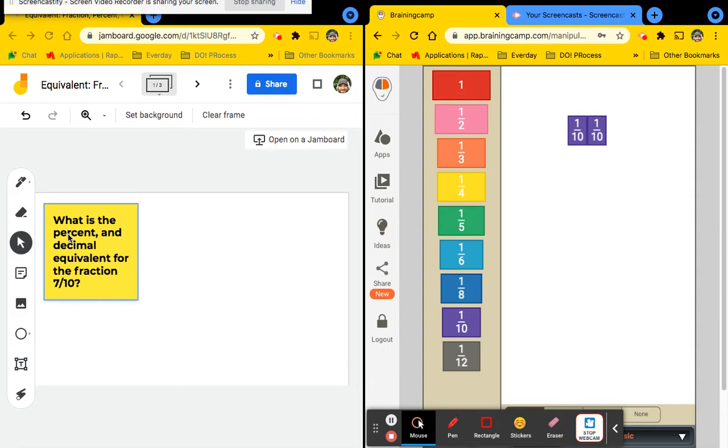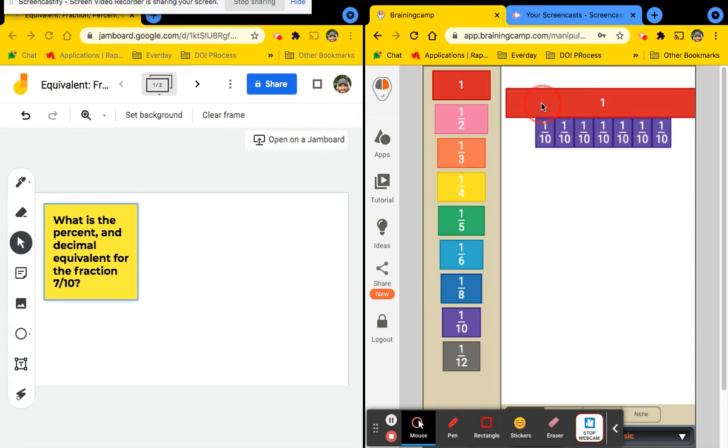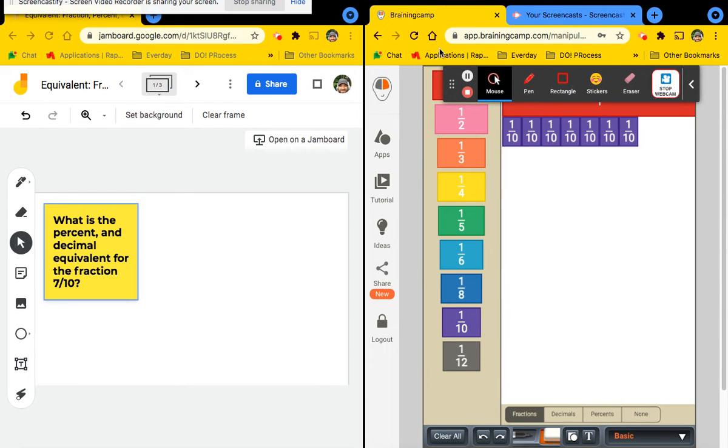So the question says, what is the percent and decimal equivalent for the fraction 7/10? So the first thing we need to do is find the value we have, which is 7/10. So I'm going to go ahead and make 7/10 in BrainingCamp. 1, 2, 3, 4, 5, 6, 7. Just for kind of a reference, this is a whole. So if I divided my 1 into 10 parts, this is the size it would be. So this is 7/10.